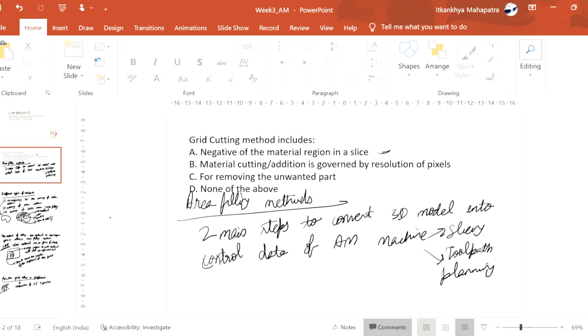Now, material cutting or addition is governed by resolution of pixels. This is one of the correct explanations. Here in grid cutting, the image content of each grid cell or pixel can be manipulated, added or removed based on the resolution of the image, meaning that changes are made on a pixel by pixel basis. Now for removing the unwanted part, yes, the grid cutting method also removes the unwanted parts of an image, but this is not complete. It involves more than just removing unwanted parts. It also involves pixel level manipulation. So these are the correct options.